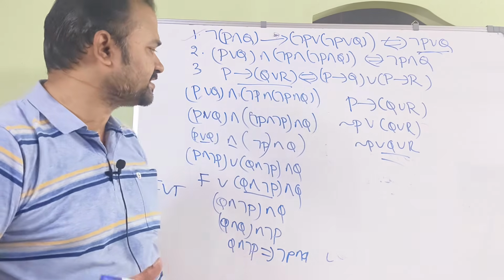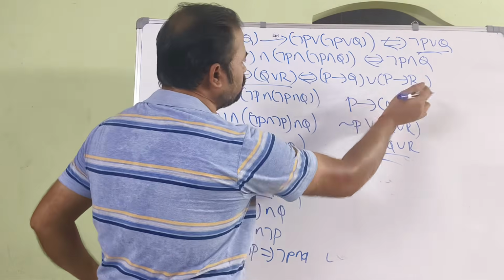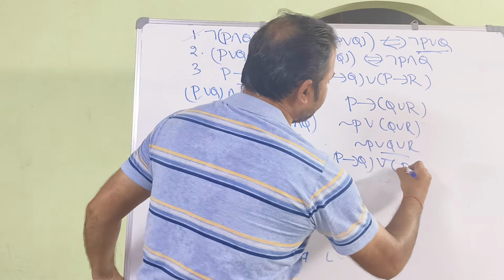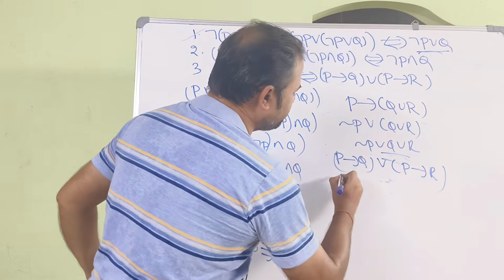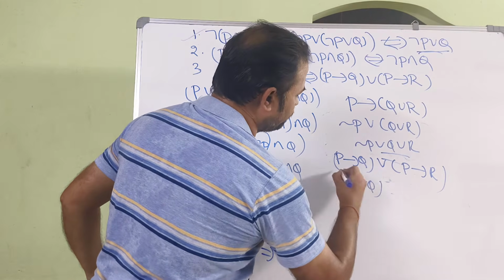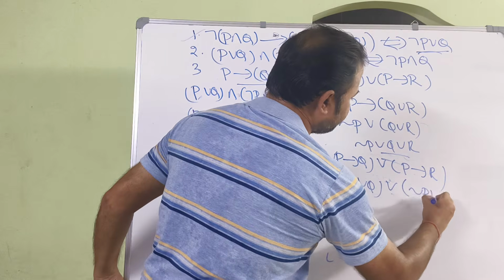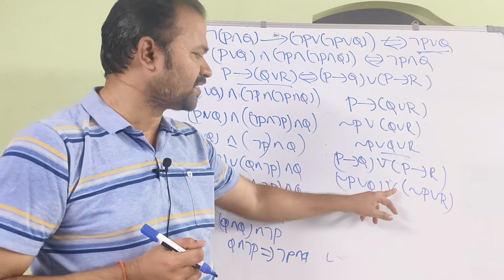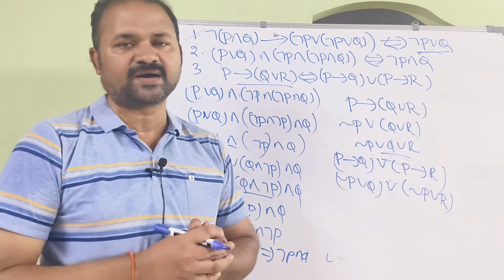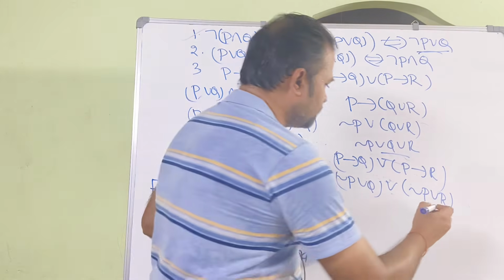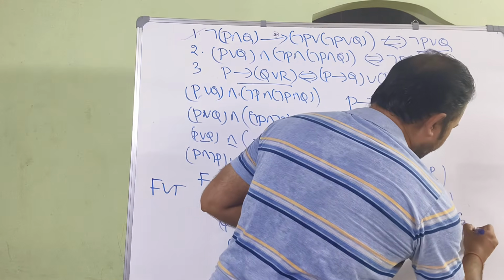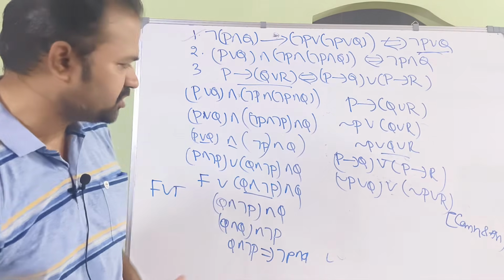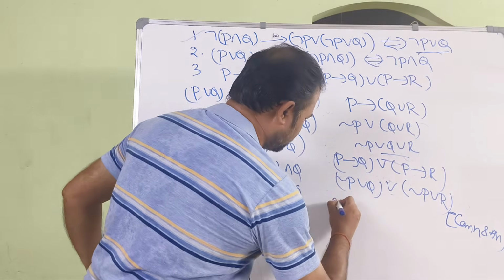Likewise simplify RHS result. So P implies Q or P implies R. P implies Q means negation P or Q, or P implies R means negation P or R. Implication law. Here we have OR, here we have OR, here we have OR. All are common symbols only. So now we can apply the commutative law and associative law, and we can change the propositions according to our choice. We can order them.